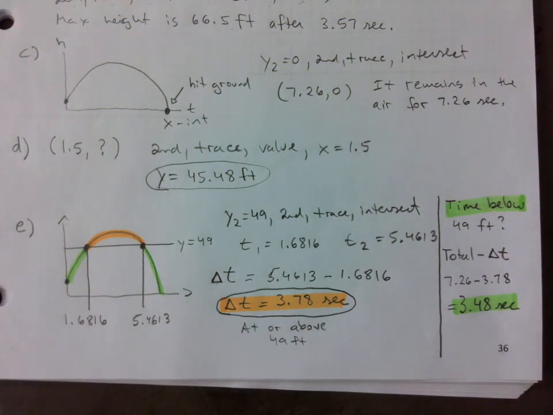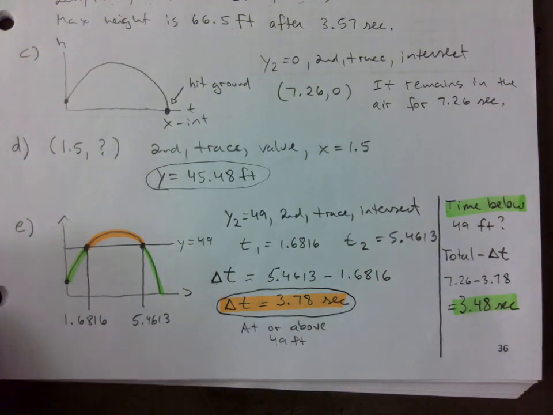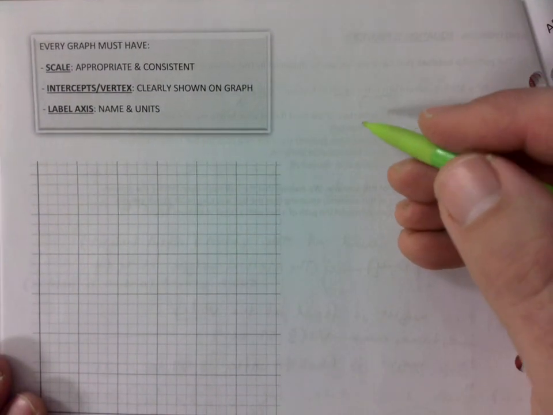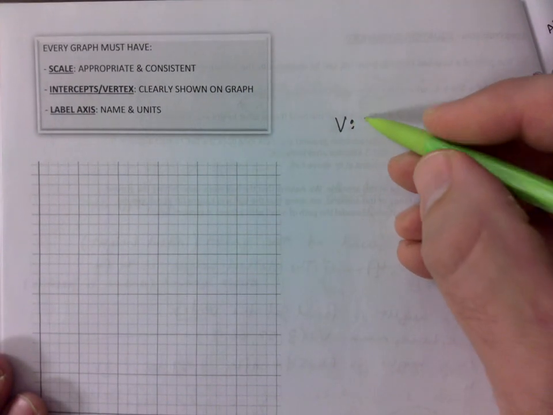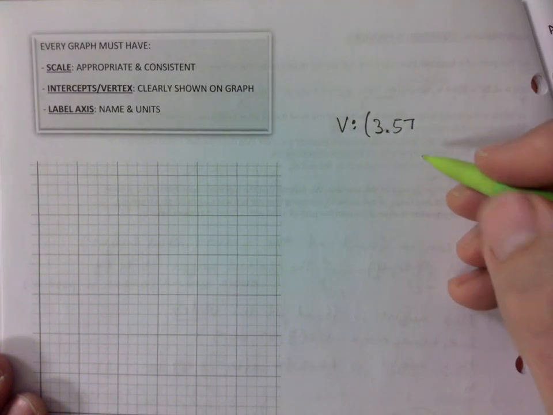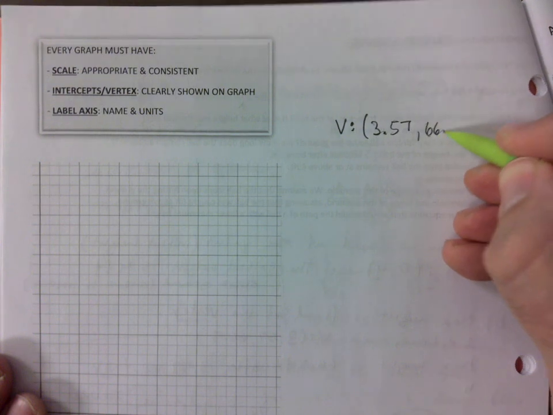All right, now the best part, the graphing part, which I already practiced with you, but it's a little different because we're not including all 4 quadrants here, only quadrant 1. So let's go to 37. I will transfer over important information here. Before I graph, I will copy down my vertex. What was it again? It's 3.57, 66.5.